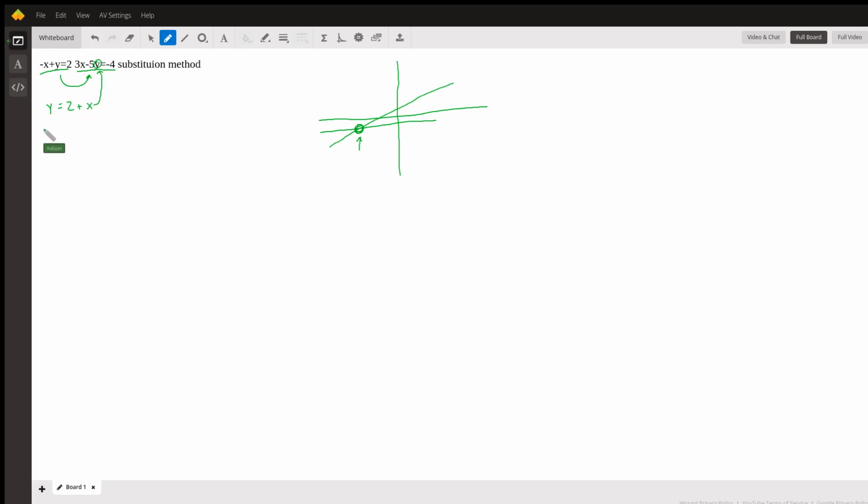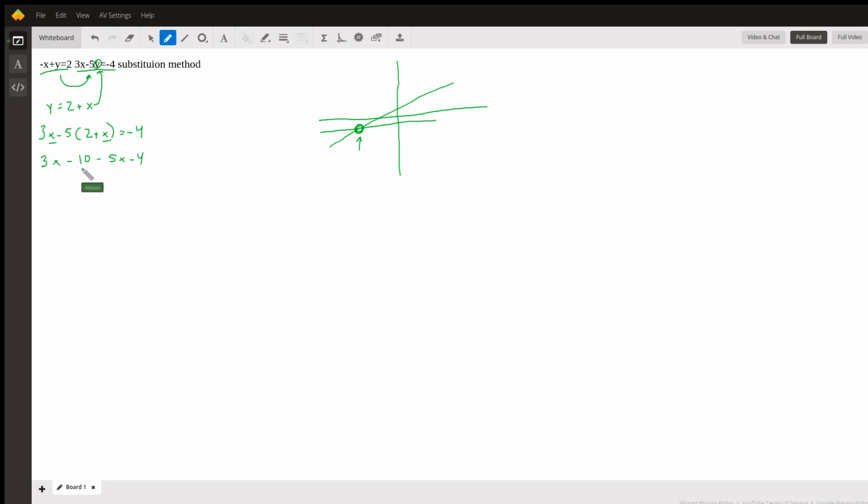Then I'll get 3x minus 5 times (2 plus x), since y is equal to 2 plus x, equals negative 4. So now you see we only have one unknown variable to solve for, which is x, which makes this problem so much easier. So let's solve for x. 3x minus 10 minus 5x equals negative 4.